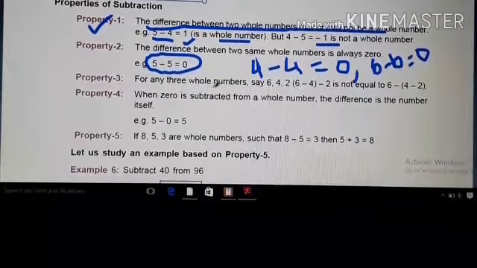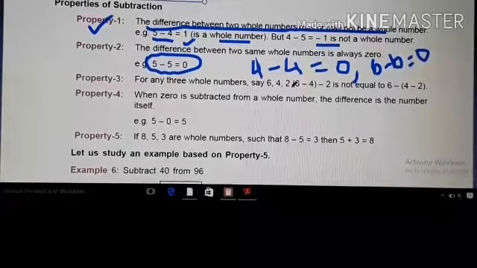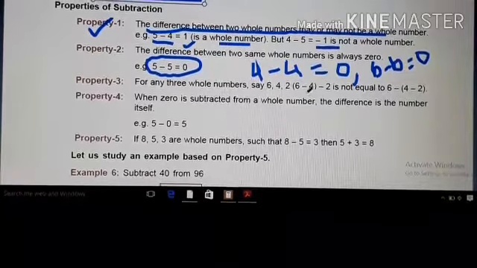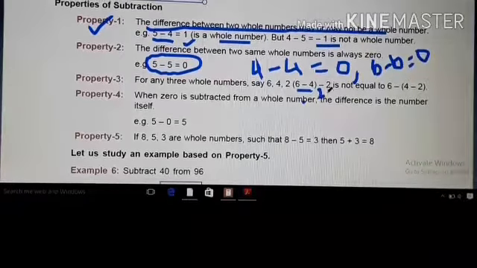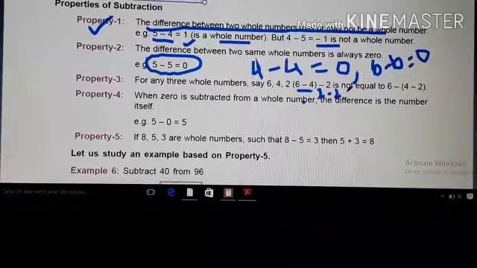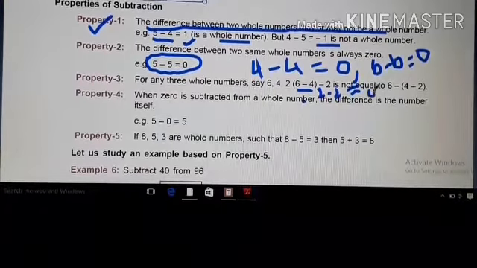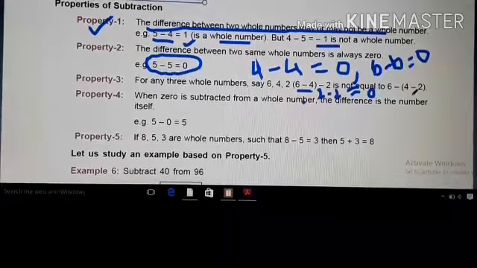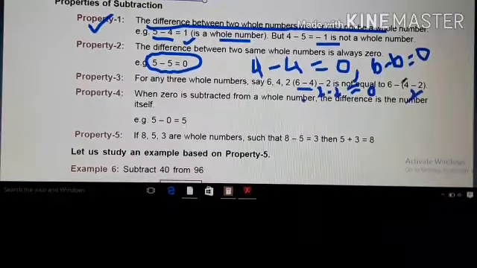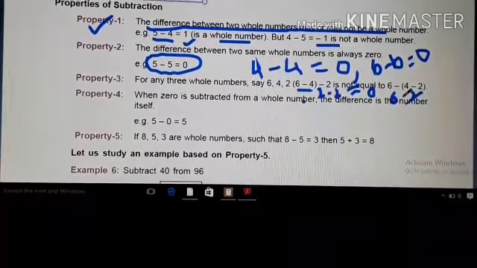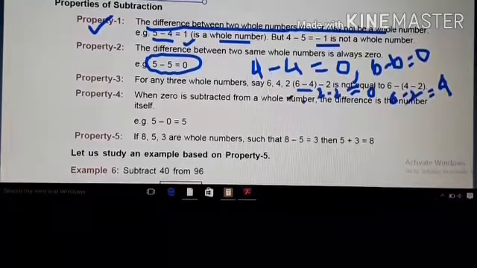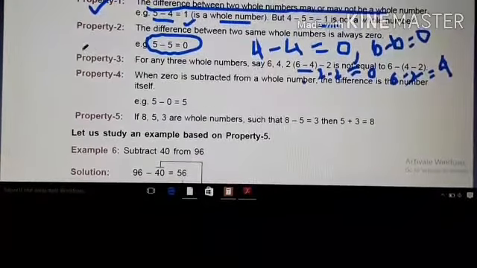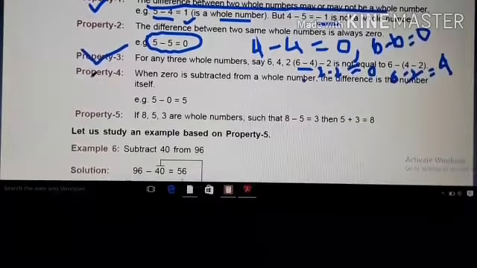Next property: for any three whole numbers, say 6, 4, 2, (6 minus 4) minus 2 is not equal to 6 minus (4 minus 2). See this? 6 minus 4 is 2, and minus 2 gives you 0. But 4 minus 2 is 2, and 6 minus 2 is 4. This means this is not the same, that is not equal. This is property number 3. Up to now, property number 4.